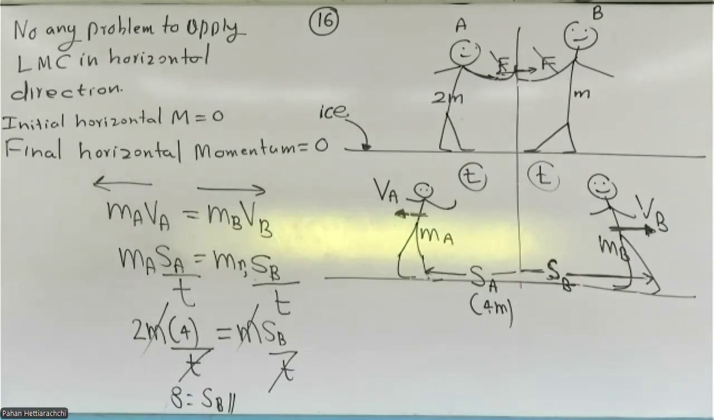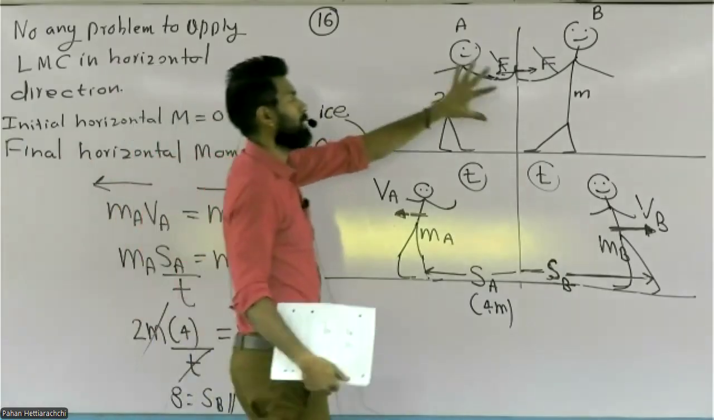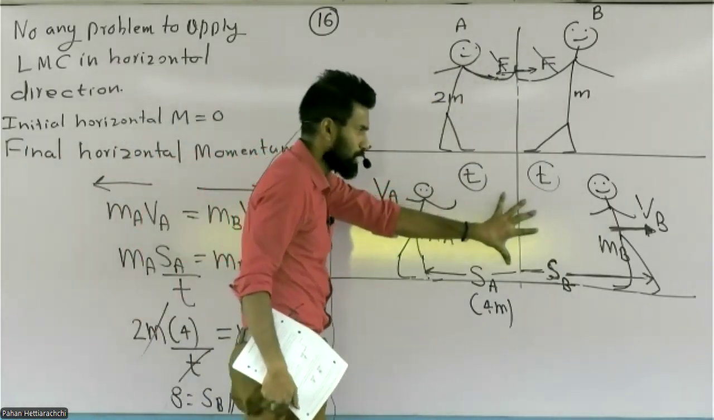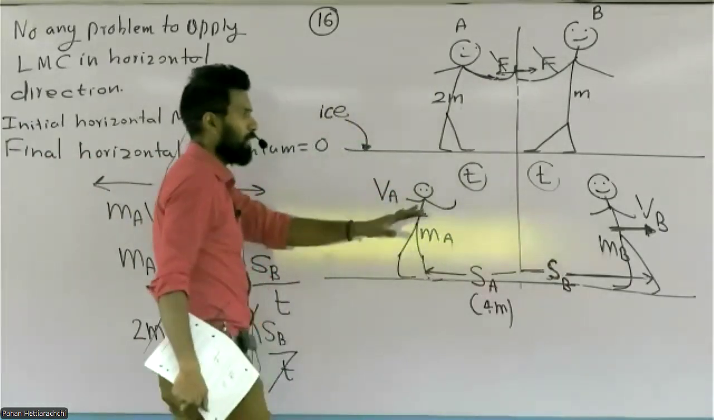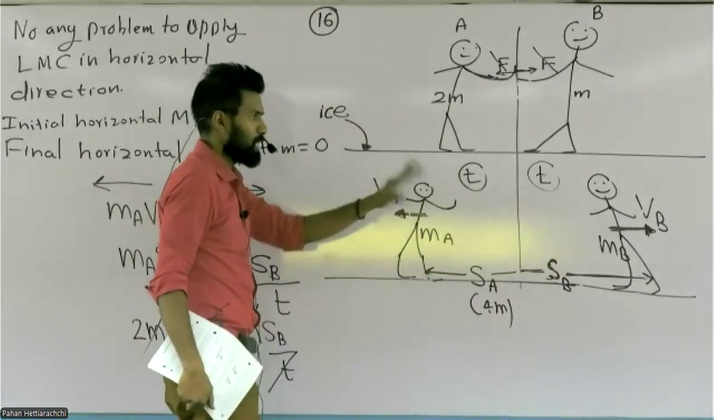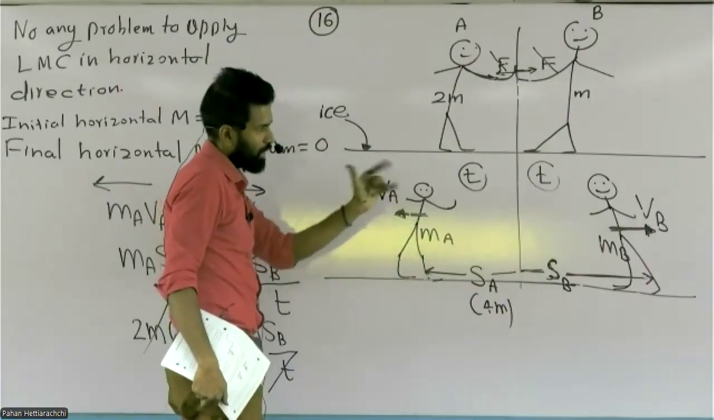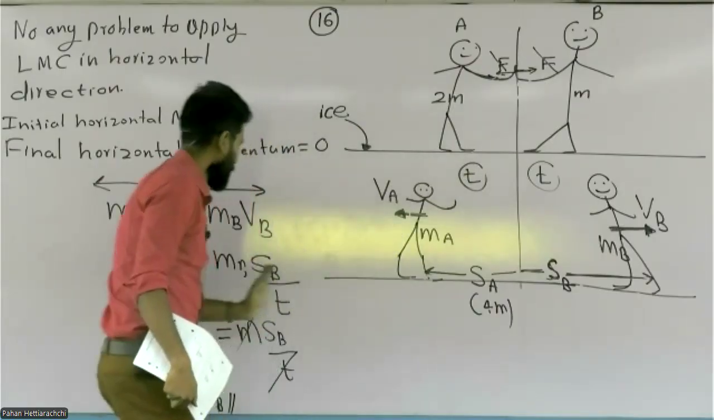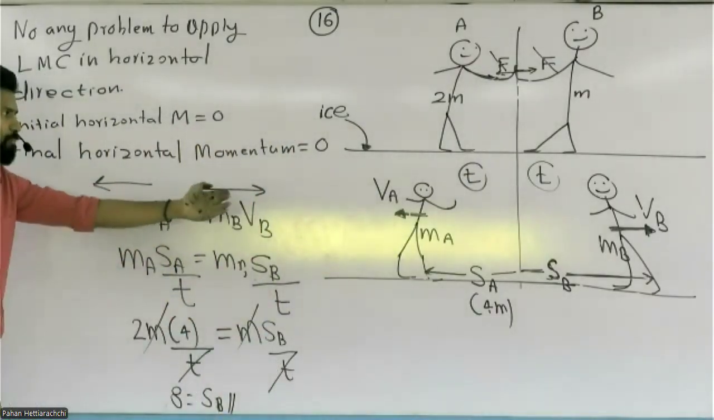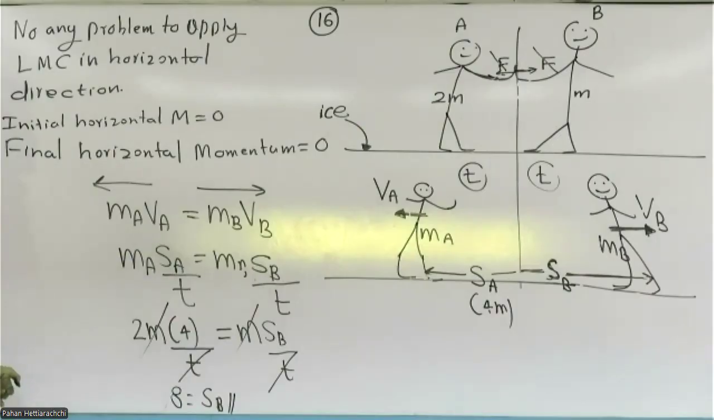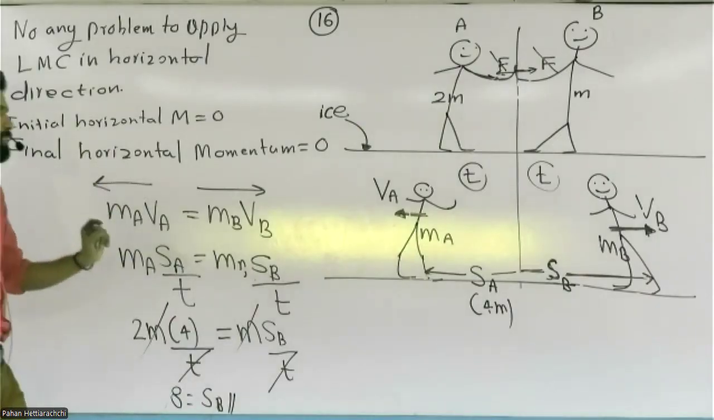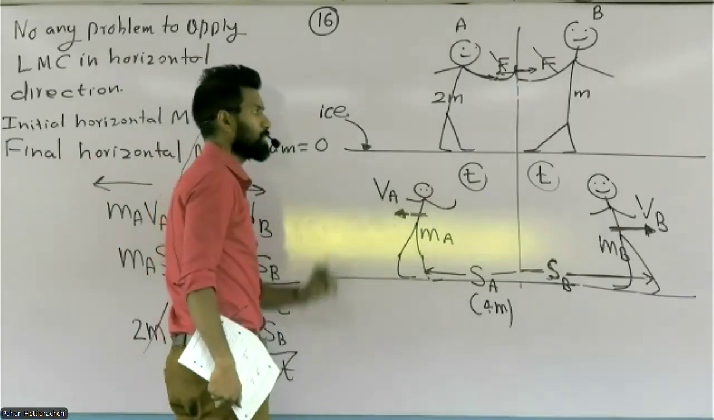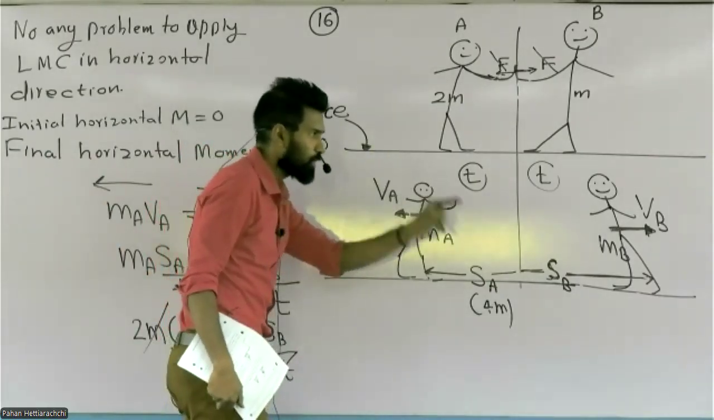Initially, they are at rest, so the initial momentum is 0. So to be conserved, the final momentum should also become 0. If the final momentum is 0 while the velocities are present, the momentum should be in opposite directions, cancelling each other. So MBVB in a certain direction should cancel with MAVA in the other direction. The velocities are constant, so they will not change.